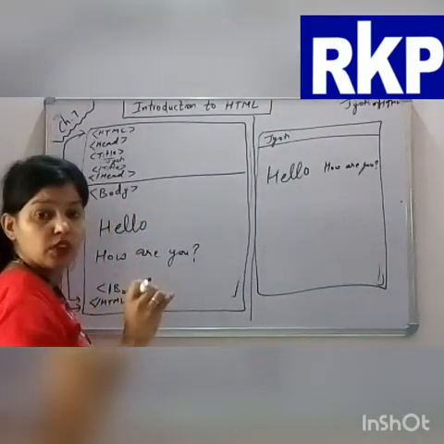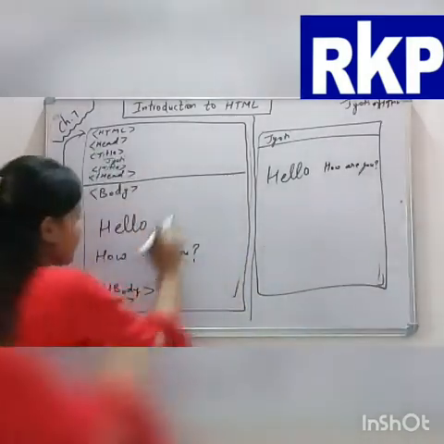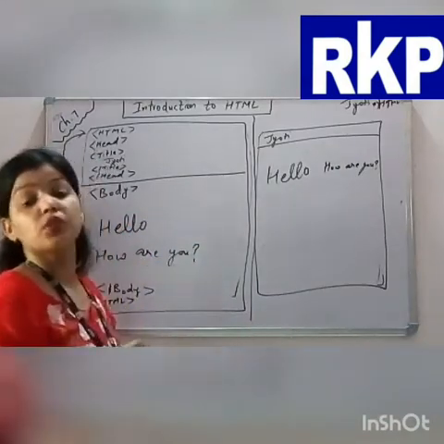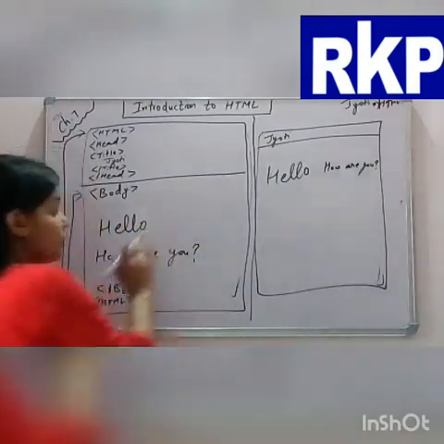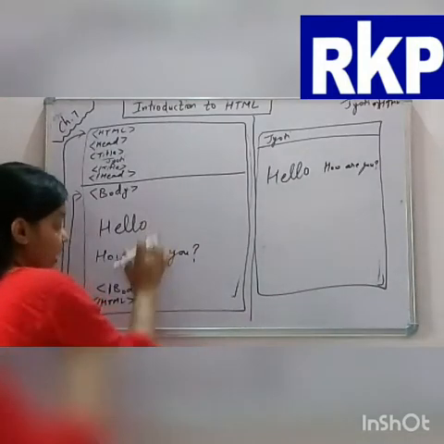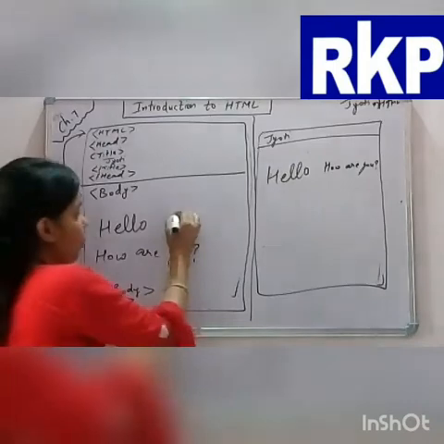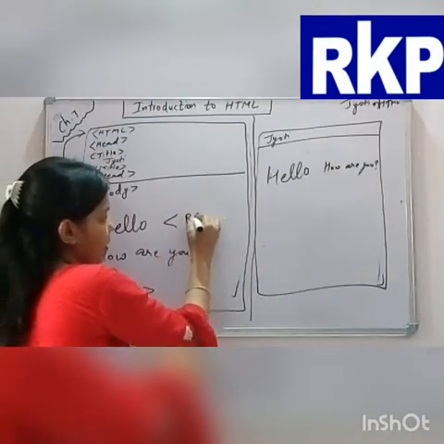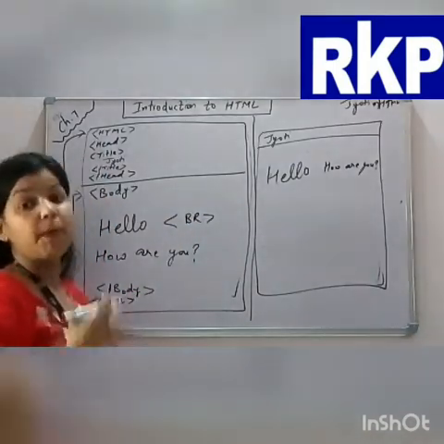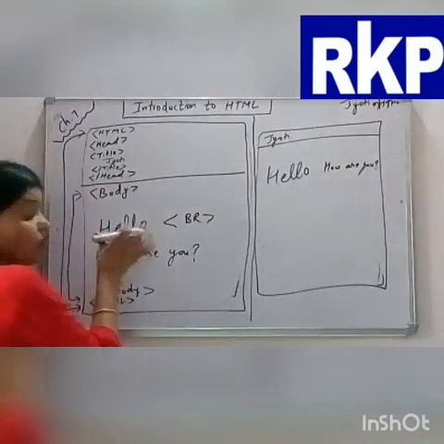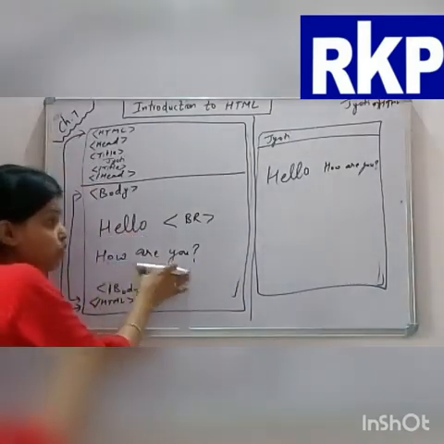Why? Because you have not mentioned that these lines should come as two separate lines. For this you have to use a tag. What tag? Where you need the gap, between hello and how are you. So just after hello write the BR tag. What is this BR? Break tag. Break, तोड़ना. So what will happen with this? Hello and how are you will break.